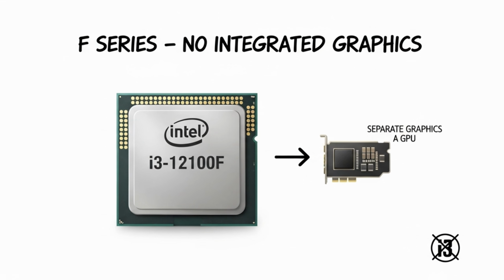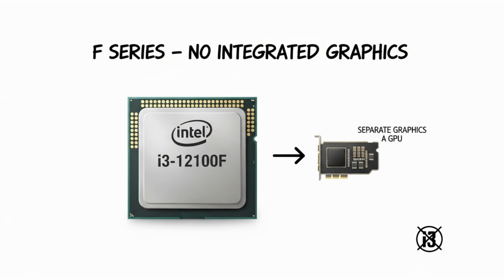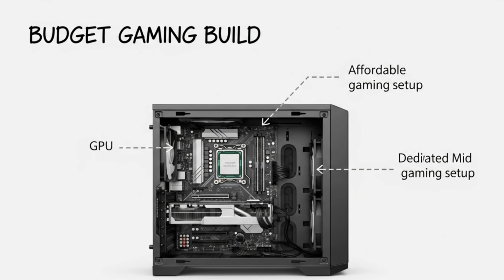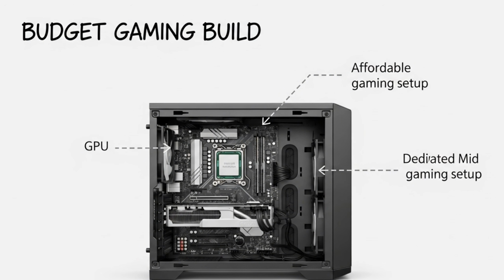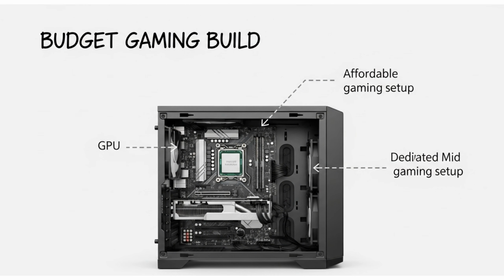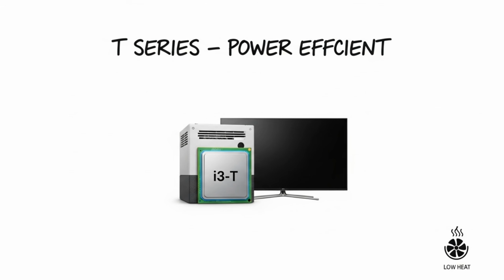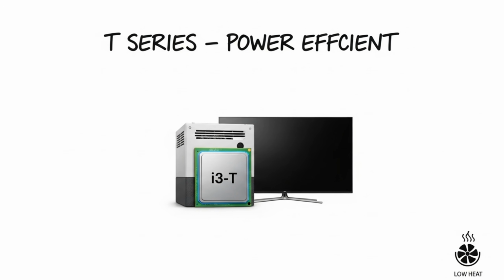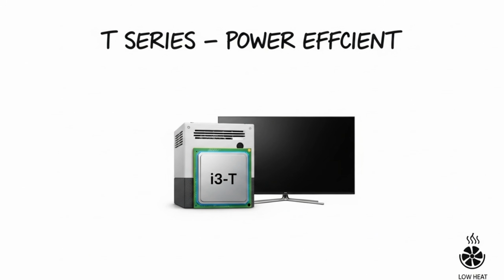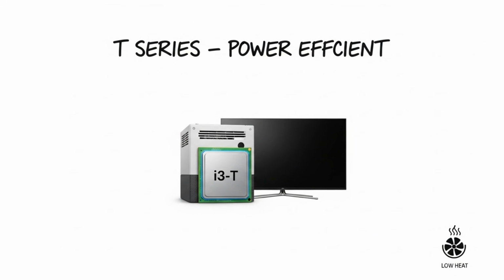On the desktop side, you might see an F at the end. An i3-12100F, for example, lacks integrated graphics. This requires you to use a separate graphics card, but it also makes the chip more affordable, an excellent strategy if you're building a budget gaming PC with a dedicated GPU you already own. There's also the T variant, a highly power-efficient version designed for small form-factor desktops or home theater PCs where minimal heat and noise are paramount.